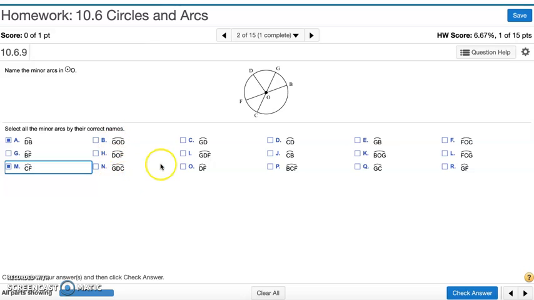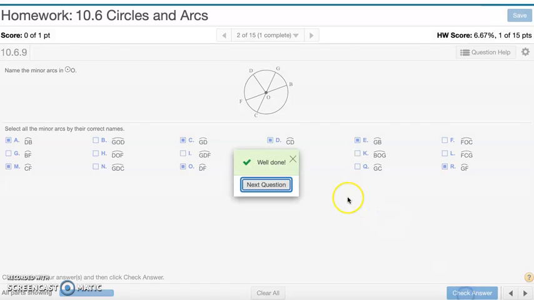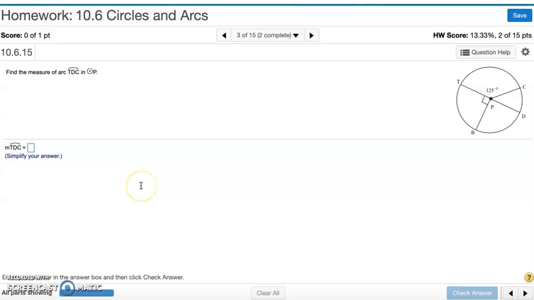going to be either of these. We have GD, we have DF, we have CD, we have CB, we have GB, we have GC is going to be a semicircle, so not that one. Going to be those two, and GF. And that's number 2. Number 3, find the measure of arc TDC in circle P.